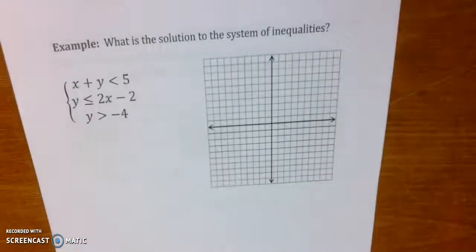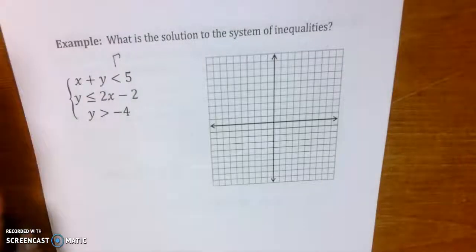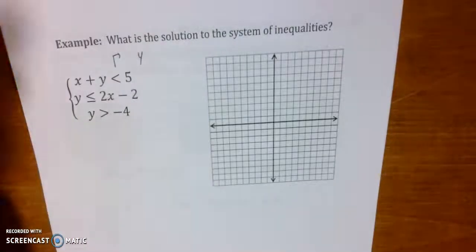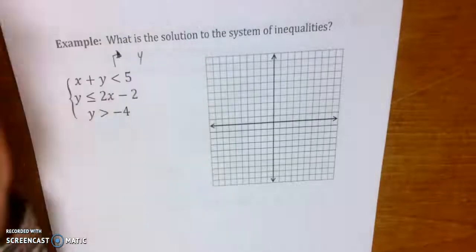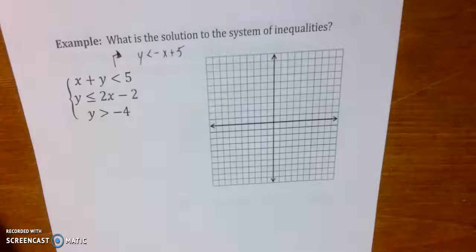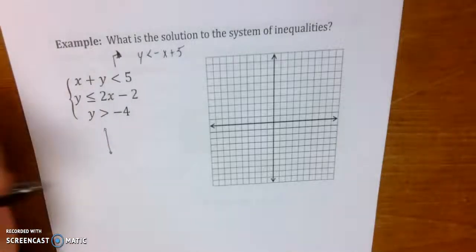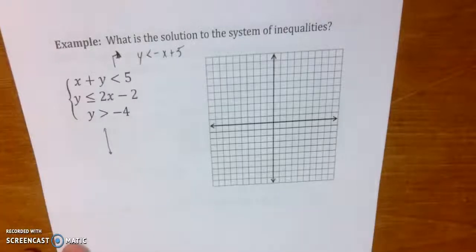All right, let's do another one relatively quickly. This one's got 3, but please don't fret. The exact same process follows. I like to put it in slope-intercept form. Let's go y is less than -x plus 5. This one's already good to go.